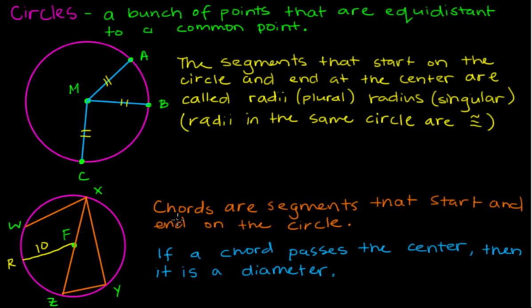Well, if that was 10, if RF is 10, you could now conclude that ZF is also 10. Because, as stated up here, radii in the same circle are all congruent to each other. Which means FX, that's right, FX is also 10. So if I know that RF is 10, I can conclude that both ZF and FX are also 10, which now leads me to believe that ZX is equal to 20, because I would add ZF plus FX.